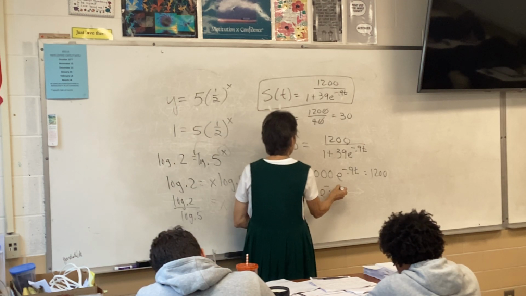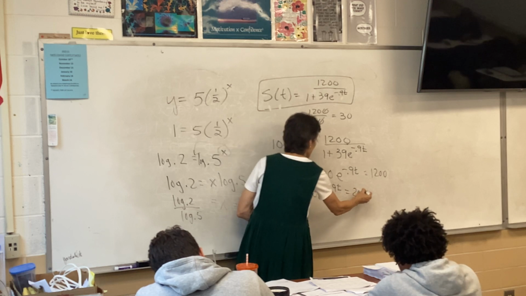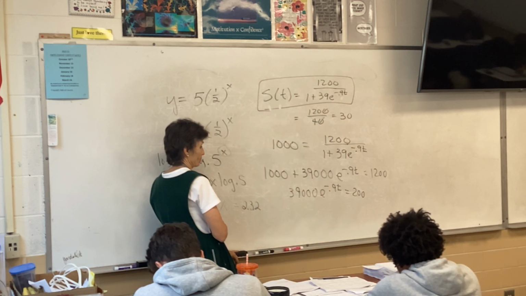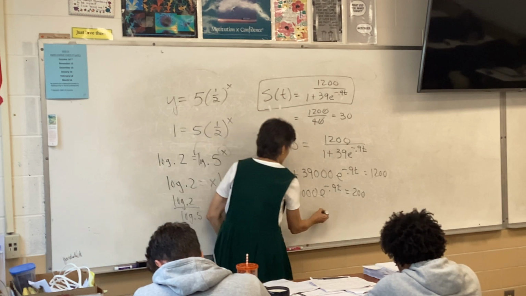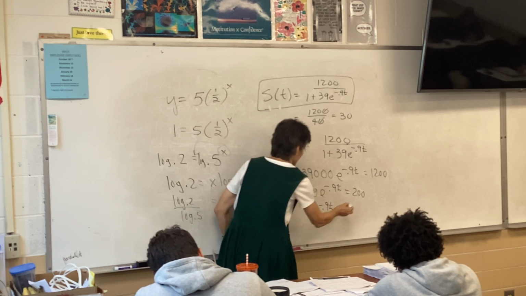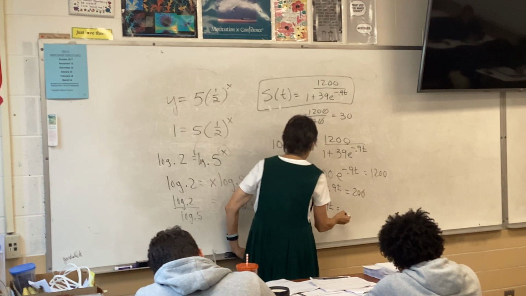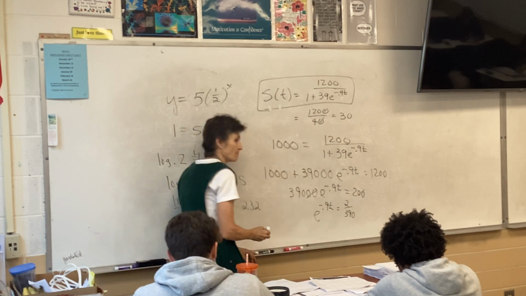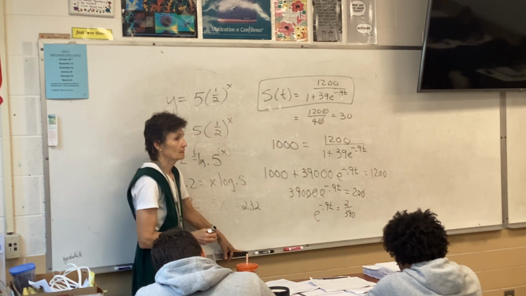39,000 e to the negative 0.9t equals 200. And then, e to the negative 0.9t equals 2 over 390. I'm just going to leave it. I know it would be useless, but I'm going to use my calculator anyway.